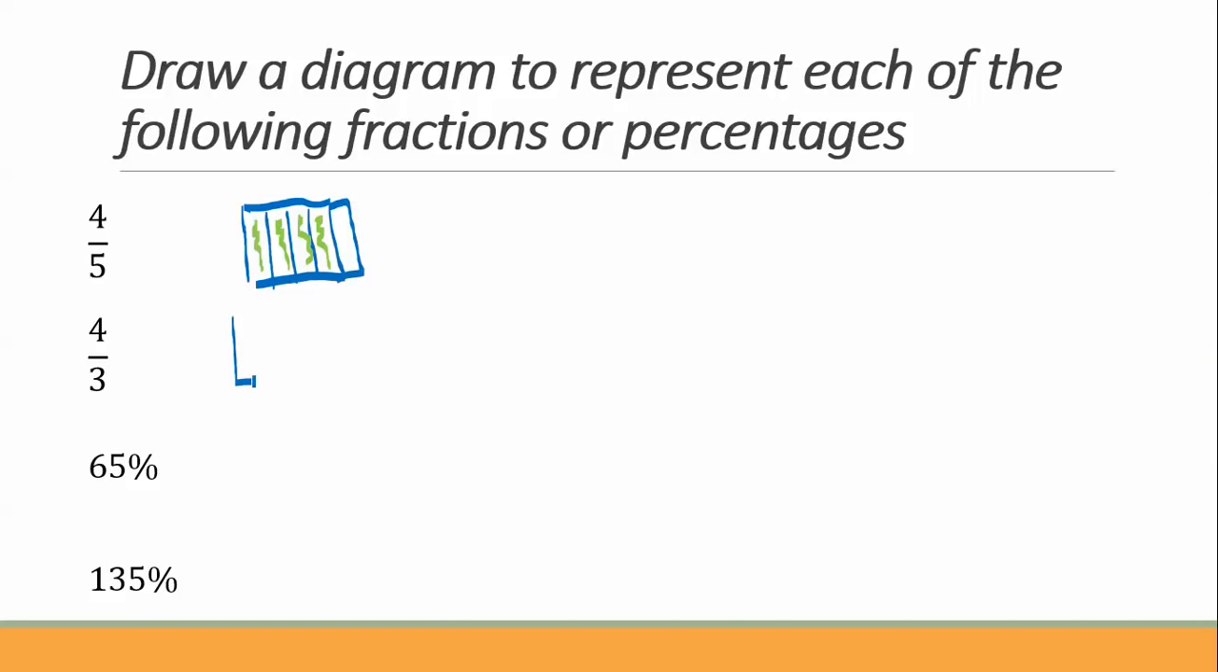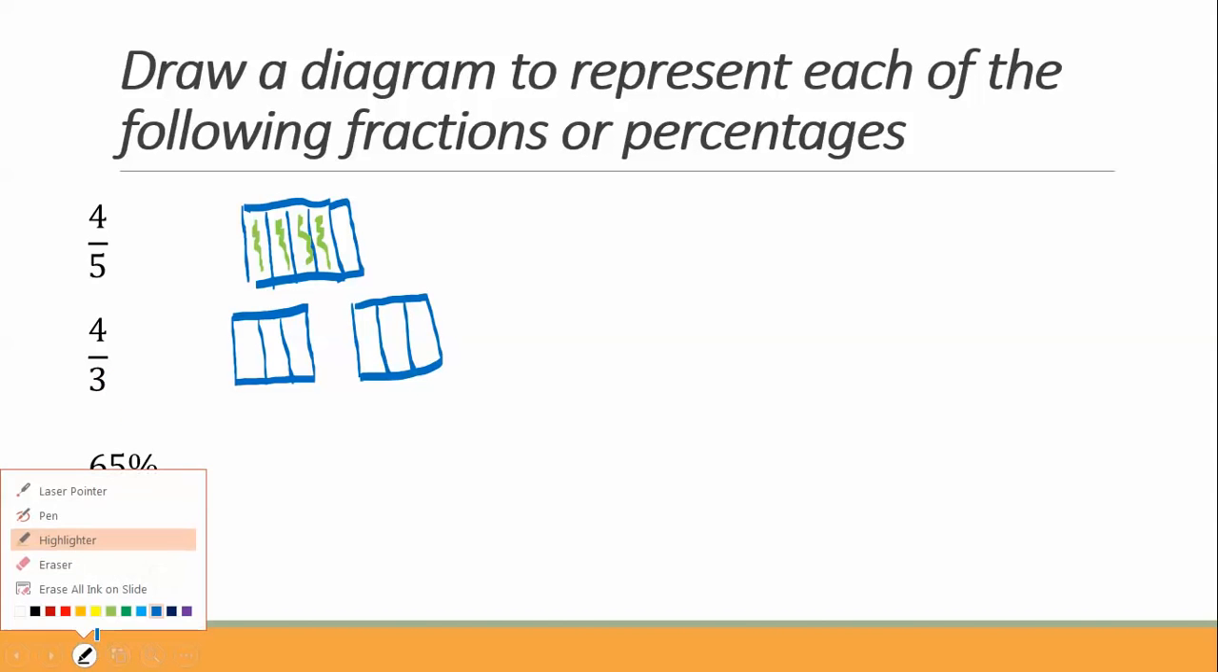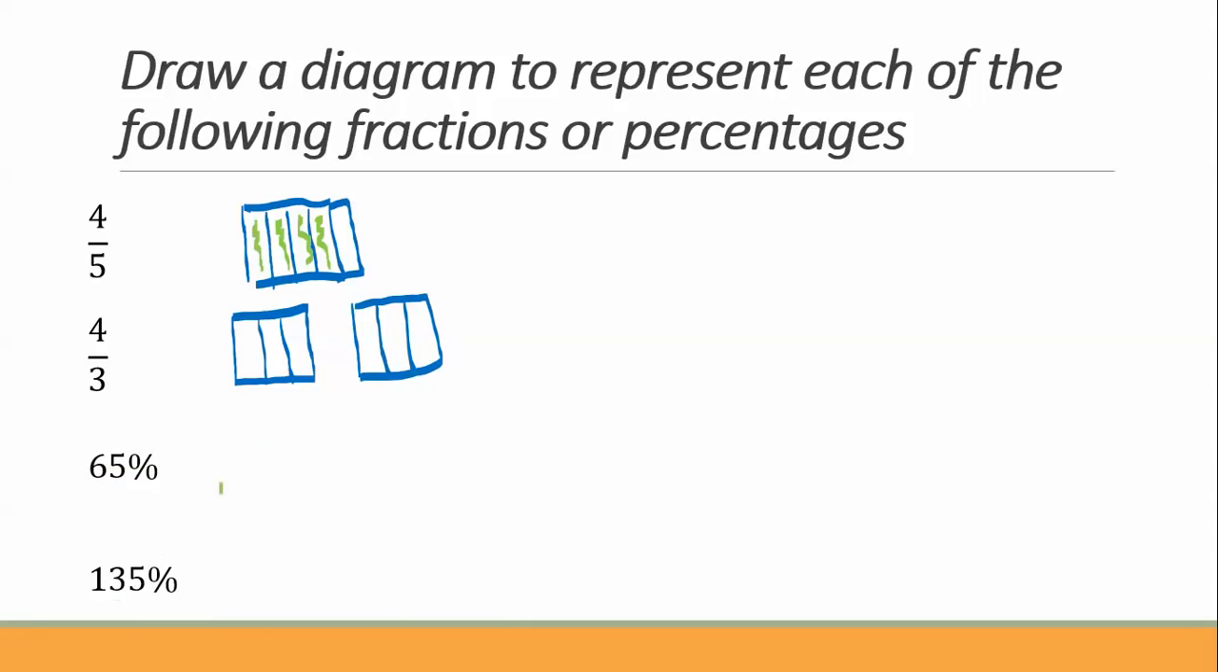4/3, we're going to do a box divided into 3, but then because it's 4/3 and there's only 3 here, we need another box divided into 3. Remember, we talked that when this number is bigger than this number, when the numerator is bigger than the denominator, it's an improper fraction. So then we can color in 1, 2, 3, 4.